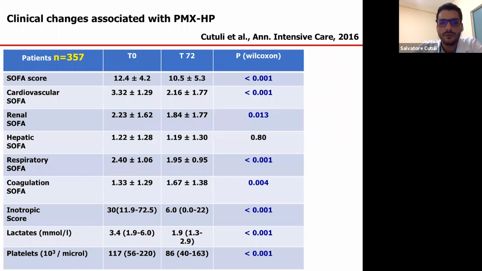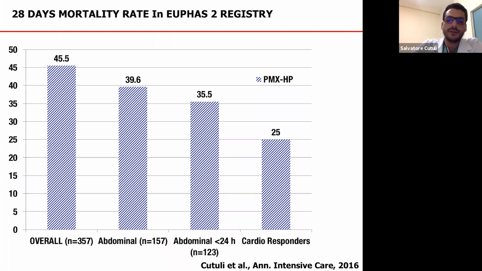What we observed was basically an improvement of organ dysfunction in patients who received polymyxin B hemoperfusion. It was also associated with an improvement in hemodynamics, with a reduction in the requirement of noradrenaline and vasopressors, and with a significant reduction in lactates. Unfortunately, it is a registry, so we don't have a control group, and for this reason it can be used only to generate hypotheses that may be tested in future trials.